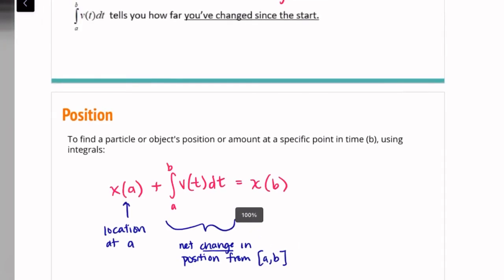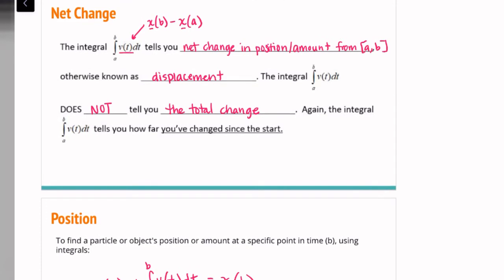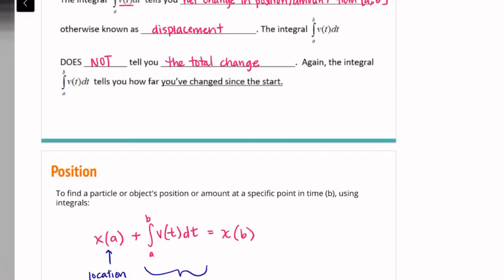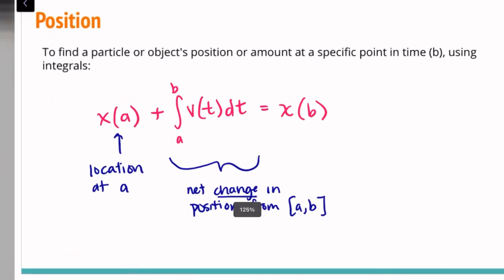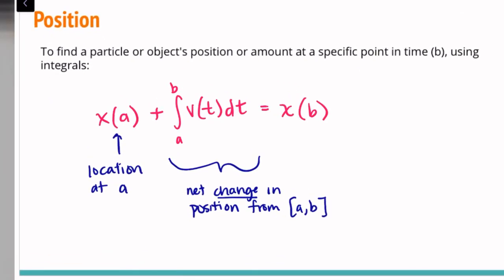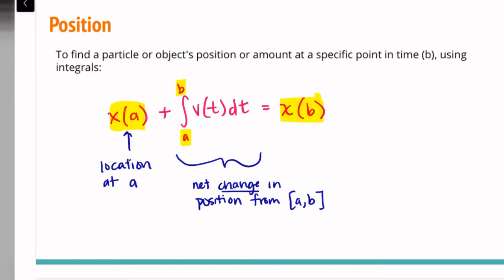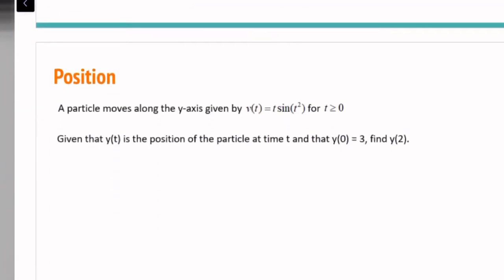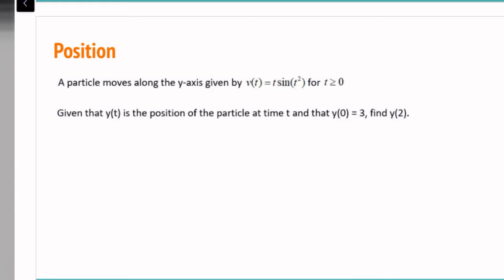Okay, which actually goes back to what we talked about up here, where I said that the integral was x of b minus x of a. Well, I can easily add over that x of a and get the exact same statement. Okay, so anytime you want position, you have to take the initial position and add how far it's traveled from wherever you're looking to wherever you're ending. Okay, so we're going to practice a couple of those, and then we're going to go into average rate of change and total change. So a particle moves along the y-axis using this velocity function.